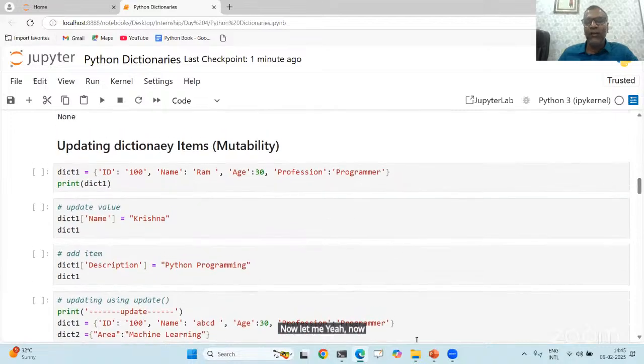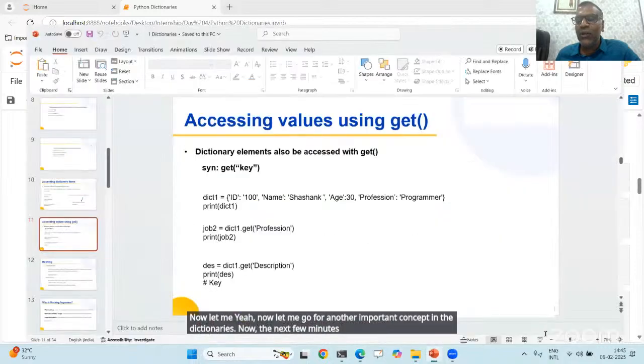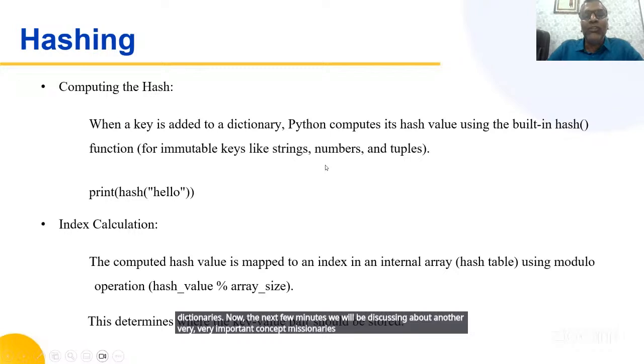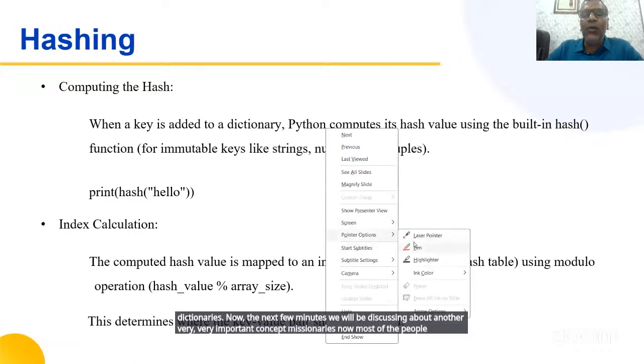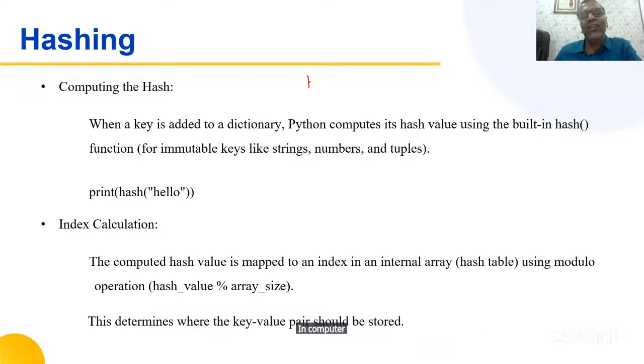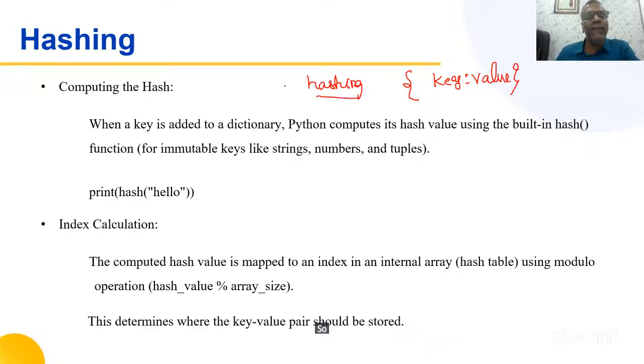So now let me go for another important concept in dictionaries. In the next few minutes, we will be discussing another very, very important concept. Most of the people do not know how dictionaries are stored. In computer science, there is a concept called hashing. Whenever you want to store any value as key colon value, how will this key be generated? This is one of the most important interview questions. So everyone kindly follow me.